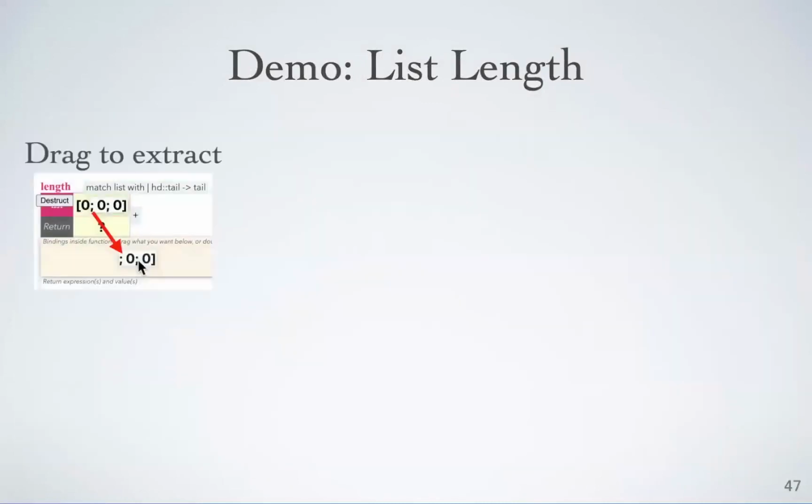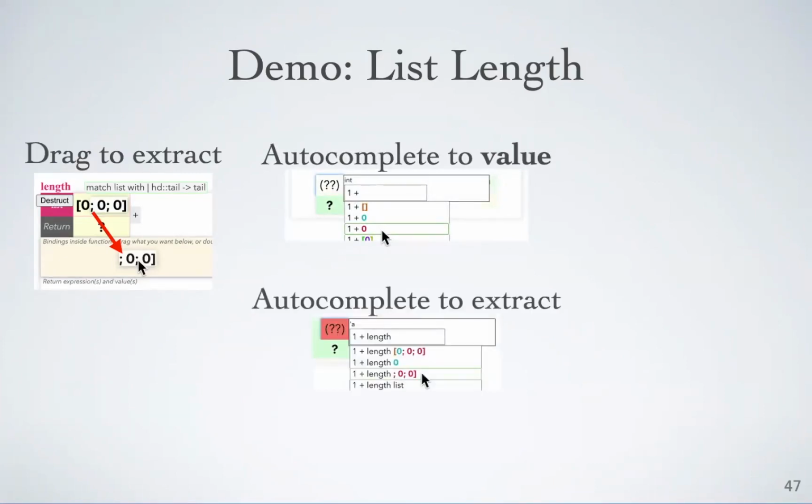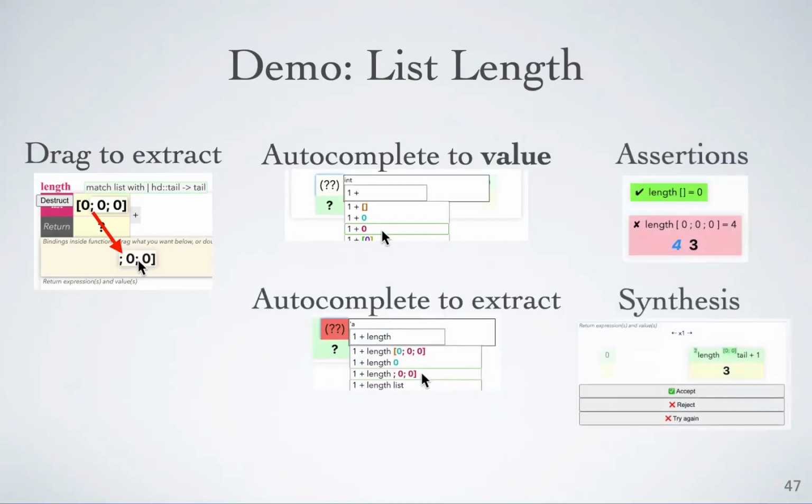All right, so what did we see there? We saw a drag-to-extract interaction where you could take a sub-value and drag it into your function to induce a pattern match. We saw auto-completing to values. We weren't just auto-completing to expressions, it showed the value itself, so you didn't have to think as hard about the expression. We saw auto-completing to extract a sub-value, so we could introduce the pattern match in one less step. We saw assertions, which allowed us to perform program synthesis.